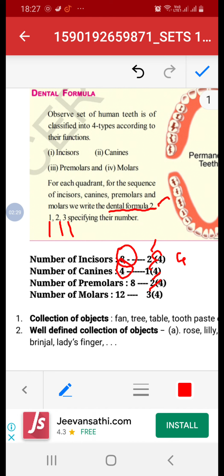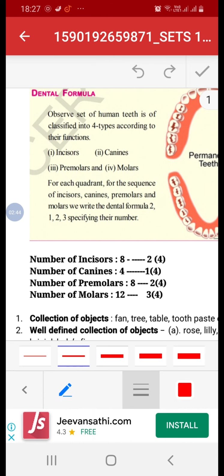Same, 1 into 4, 4 canines, 8 premolars and 12 molars. So totally, if you observe this tooth set, you can see that there are 32 teeth overall in human teeth.